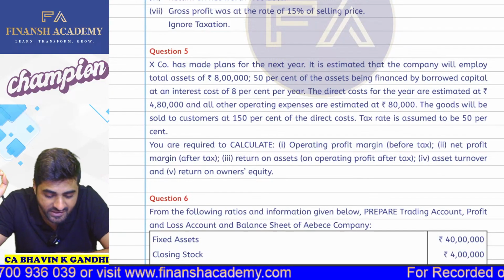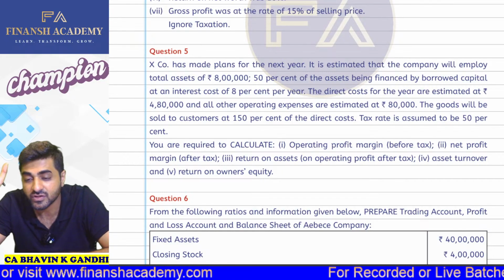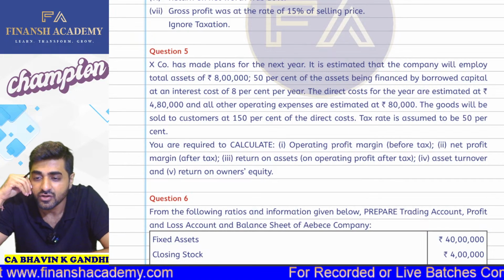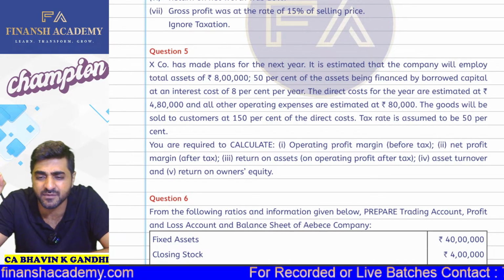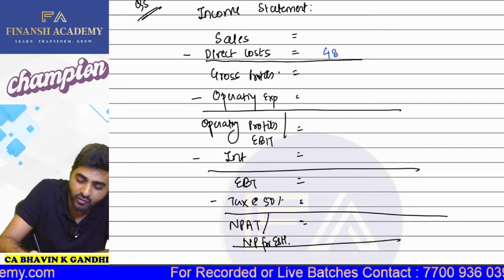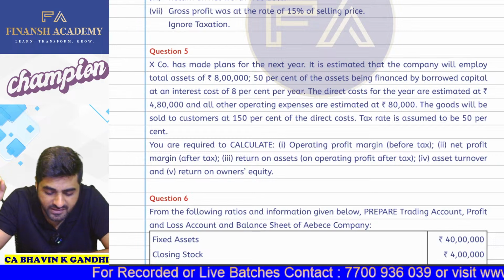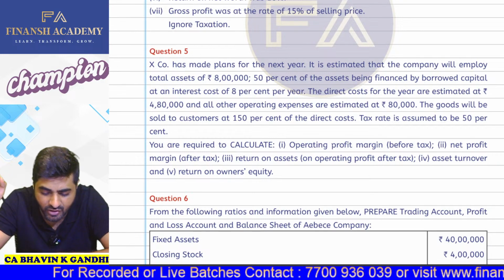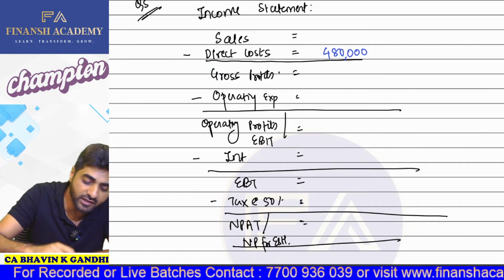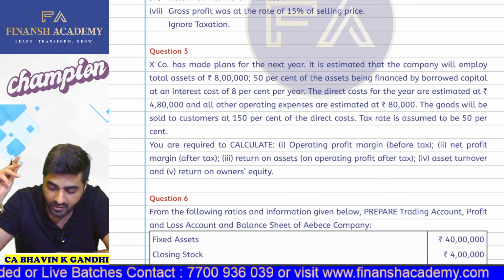Now you guys can just check what do we have here. In this particular question, first of all, let us write down the figures which are readily available. So we have the direct cost which are estimated to be 4,80,000. Okay, no problem. So we can write down here. Then they have also told us that all other operating expenses are estimated to be 80,000. So we are fine with this also.